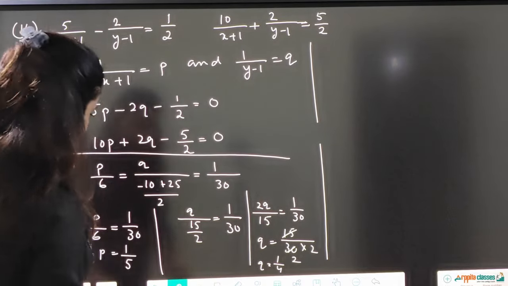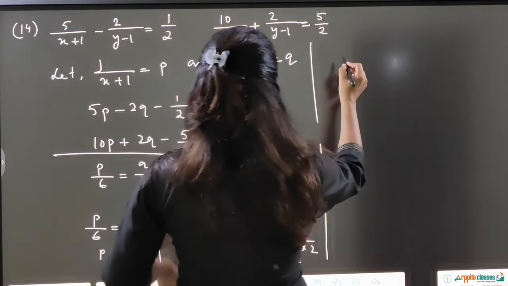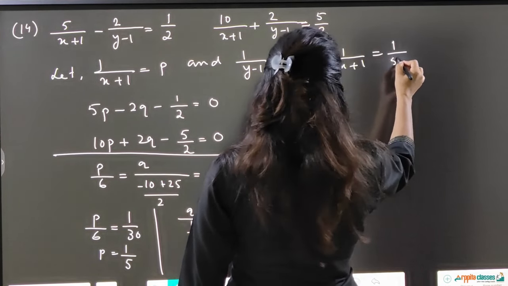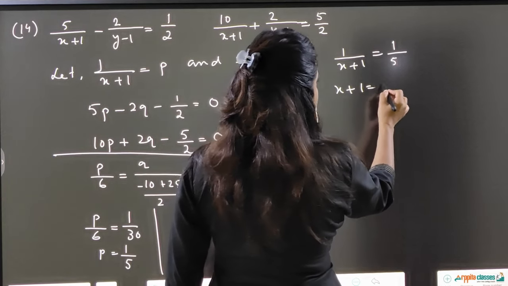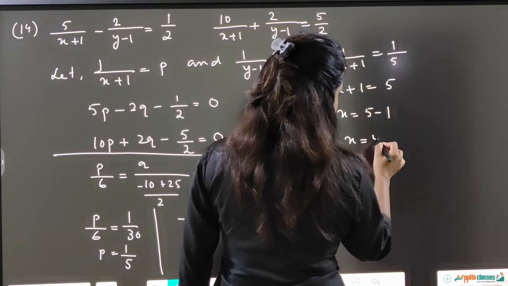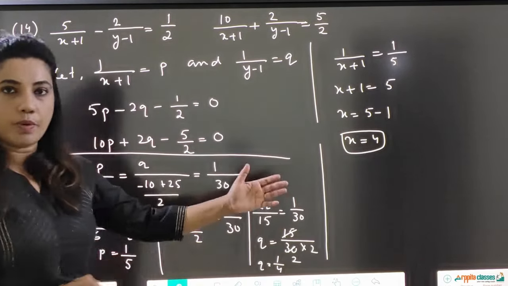Okay, so now p is 1 upon 5 and p is 1 upon x plus 1. So 1 upon x plus 1 is equal to 1 upon 5. Therefore x plus 1 is equal to 5. x is equal to 5 minus 1, that is x is equal to 4. So one of the values of x we got is 4.